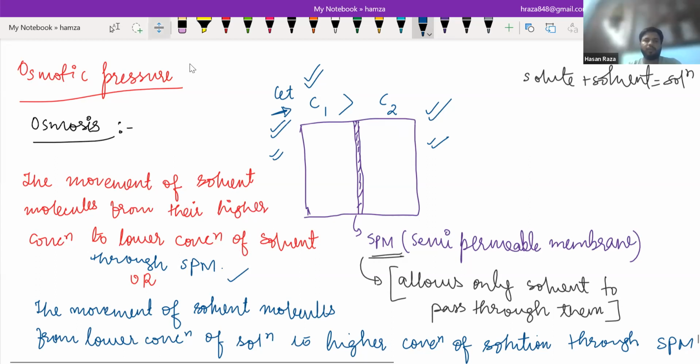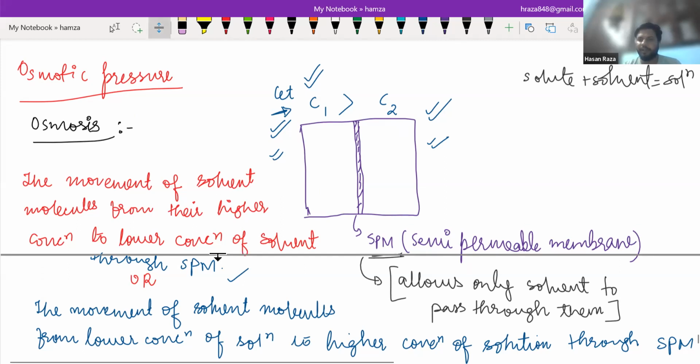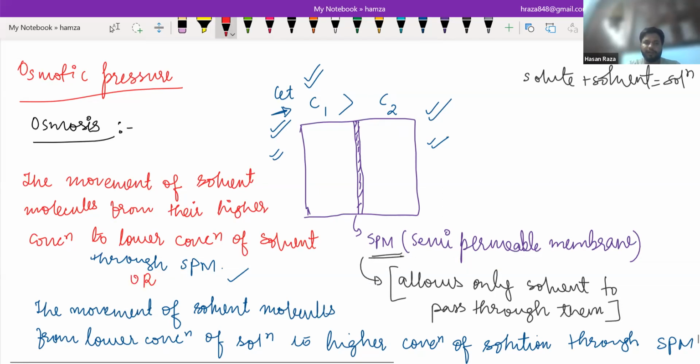Very good. So we know what is osmosis. Basically, where there is higher concentration of solvent, it will flow from there to lower concentration of solvent. And in terms of concentration of solution or solute, where there is lower concentration of solute, that means higher concentration of solvent, it flows to higher concentration of solution.